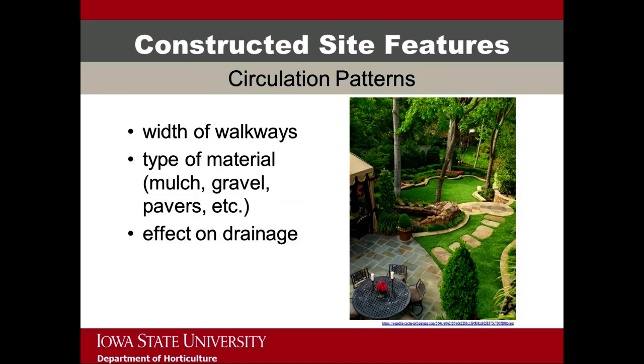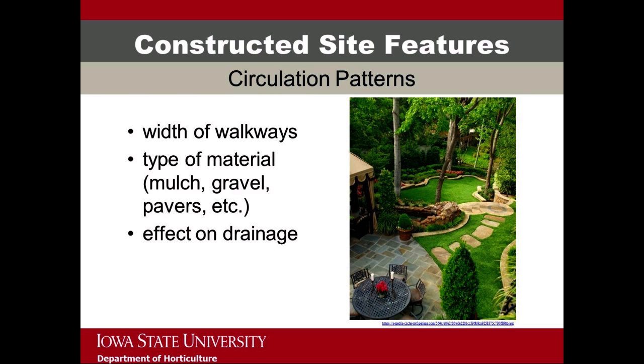Next, circulation patterns. It is important to consider the width of walkways and access to all parts of the landscape using circulation patterns that make sense. Designers should also consider the type of material to use for paths. For example, brick can be slippery when wet, so that might not be a good option for an elderly client. Spacing of stepping stones or pavers can also control how someone moves through the space.